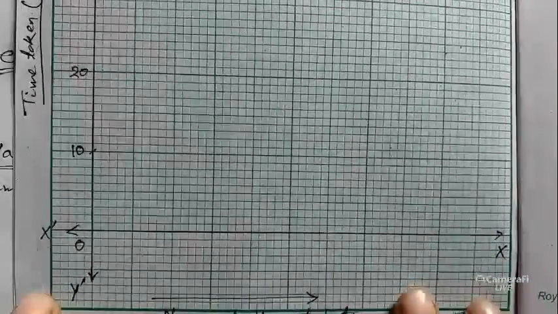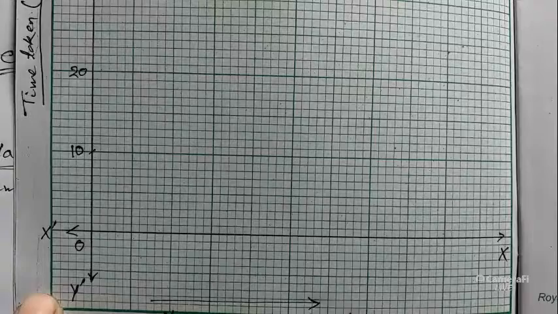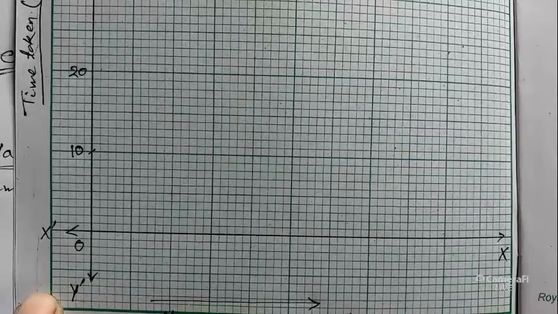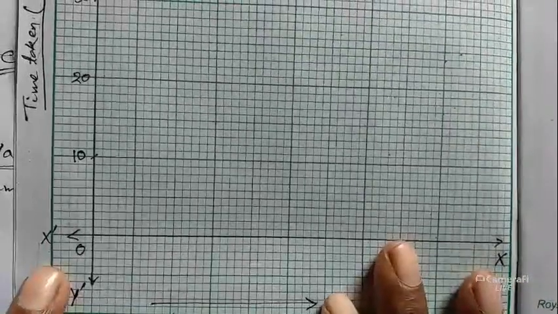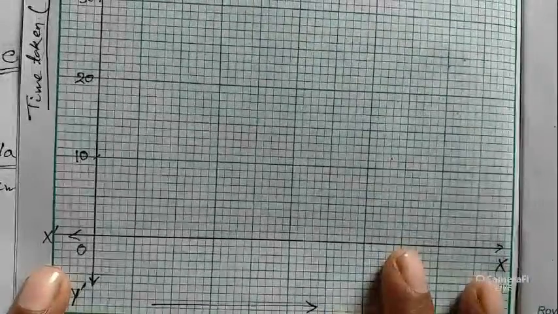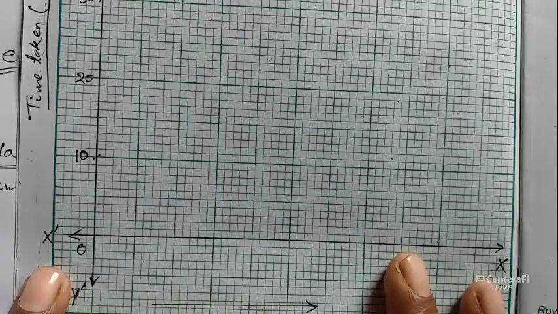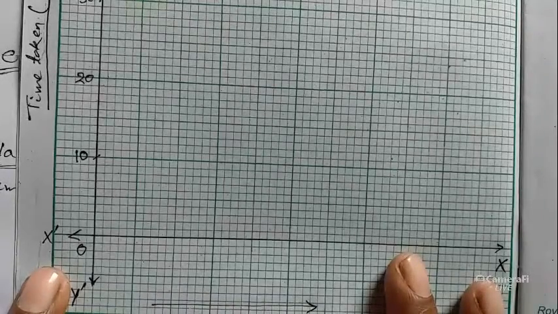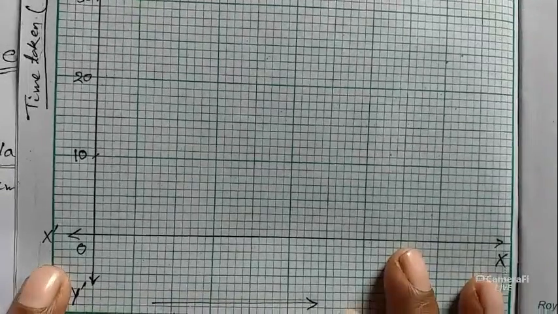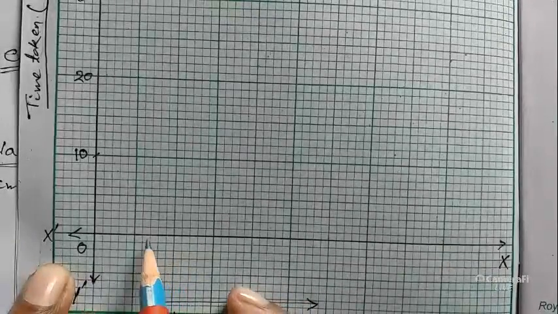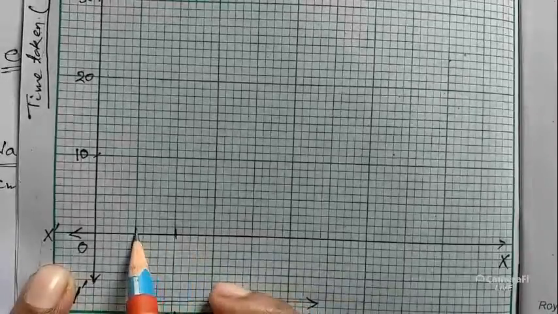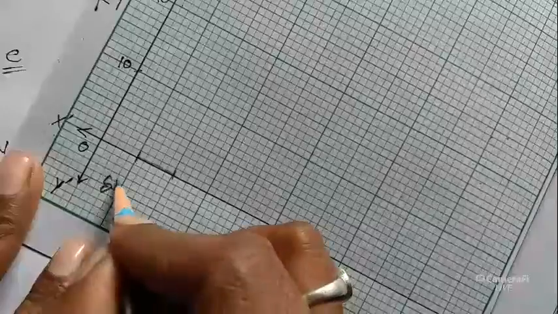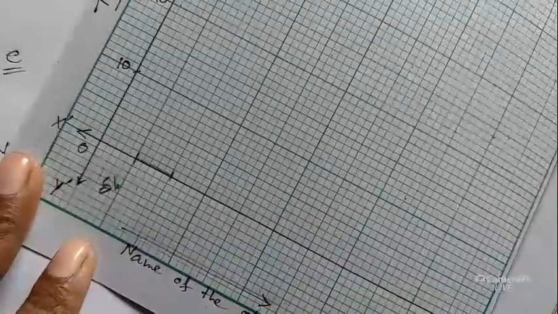Okay, now for the first student, the name is Sneha. Sneha takes how many minutes? 40 minutes. Sneha takes 40 minutes. So let us first choose the breadth of the rectangular bar that we will draw for Sneha. Let us take 5 small squares as the breadth. So this breadth is for Sneha. Let us write her name here.